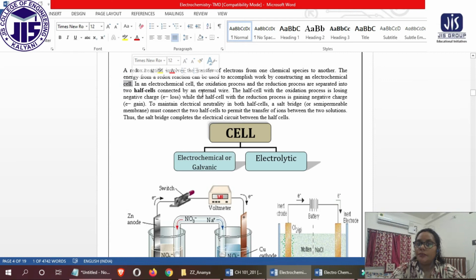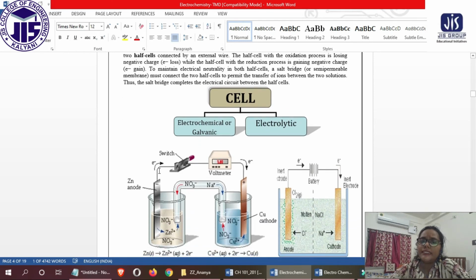In an electrochemical cell, the oxidation process and the reduction process take place simultaneously and are separated into two half cells, connected by an external wire. You can see this is the external wire. Both electrodes are connected through the external wire, and that is why the electricity will be generated. To maintain the electrical neutrality in both half cells, we have to take a salt bridge, this is the salt bridge, between the two solutions.